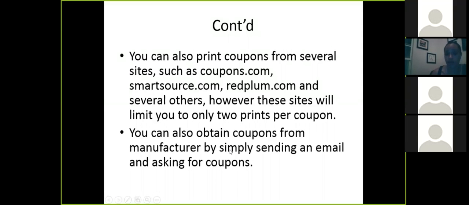You can also print coupons from sites such as coupons.com, smartsource.com, redplum.com. There are several others like hopster.com. However, these sites sometimes will only allow you to print 2 coupons. You can also obtain coupons from manufacturer sites by just emailing them and saying, hey, listen, I like your product, can you send me some coupons? And you'll be surprised. They'll send you some coupons in the mail.